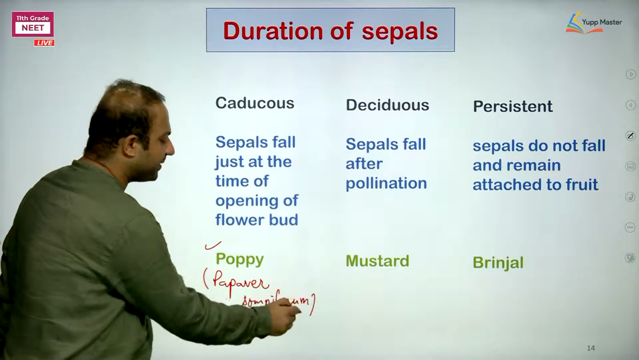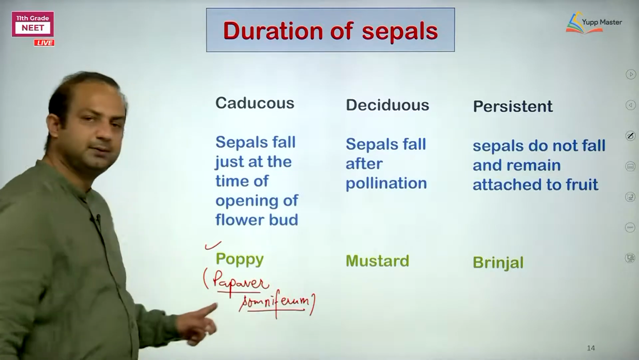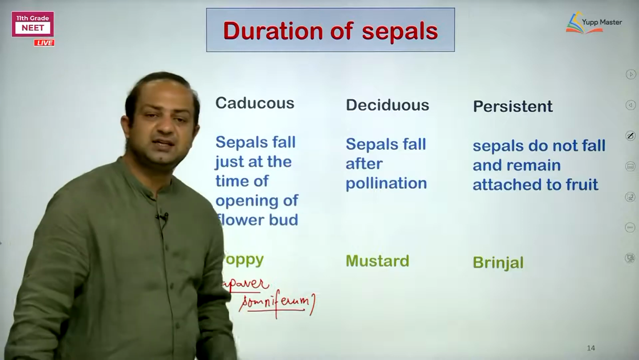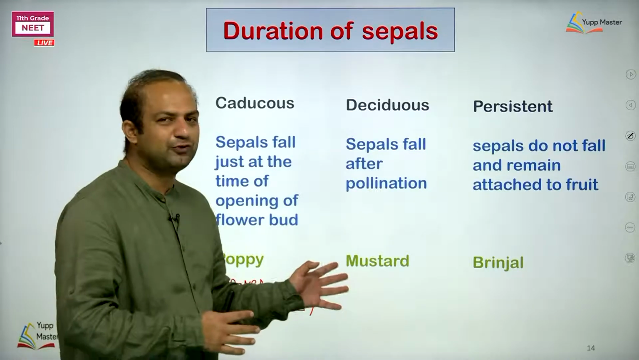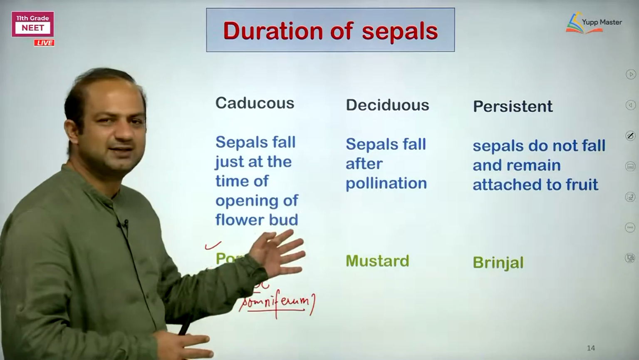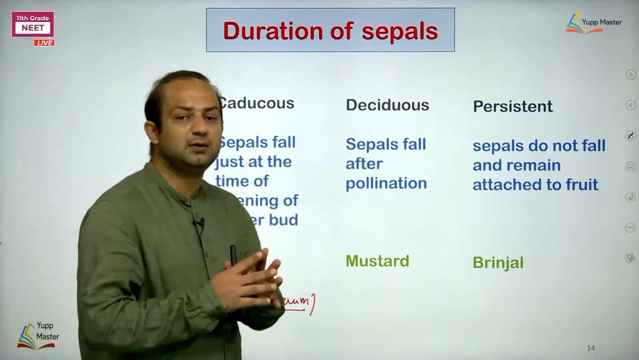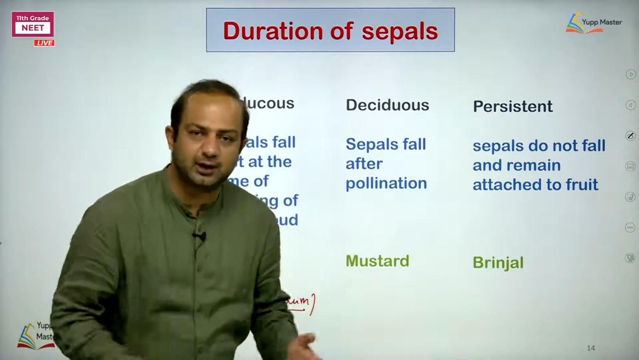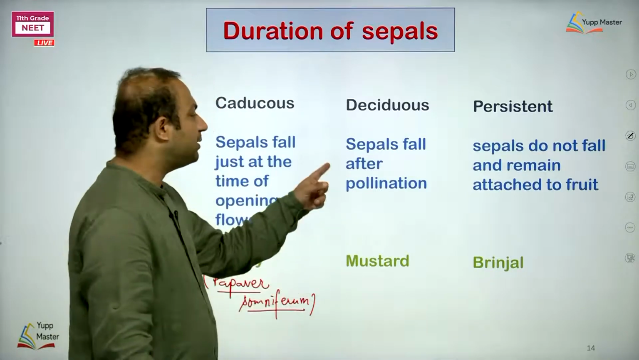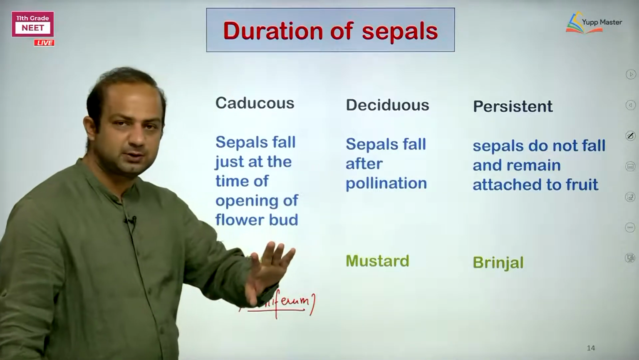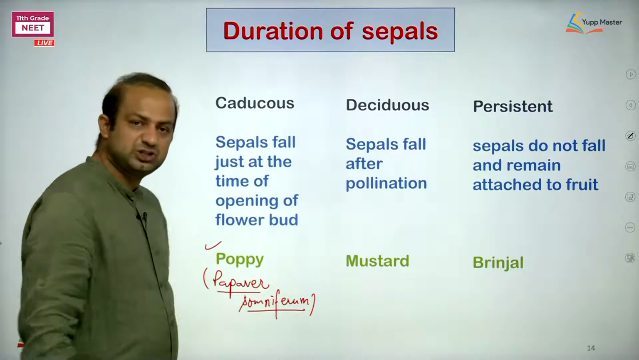Have you heard about opium? Yeah, the same plant. Okay. Next, deciduous. This word is not new for us, right? We have already studied this word deciduous when we were studying about leaves. So deciduous means the leaf, obviously this structure is going to shed, but when? The thing is when pollination took place, as we saw in mustard.